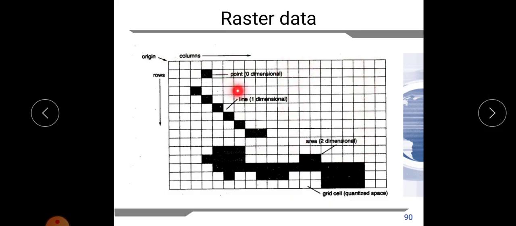And if we are representing it as a point, we are using one single cell. And if we want to represent any line feature, we use a series of cells, and for representing any polygon we use a group of cells. So this is the data representation in the form of raster.